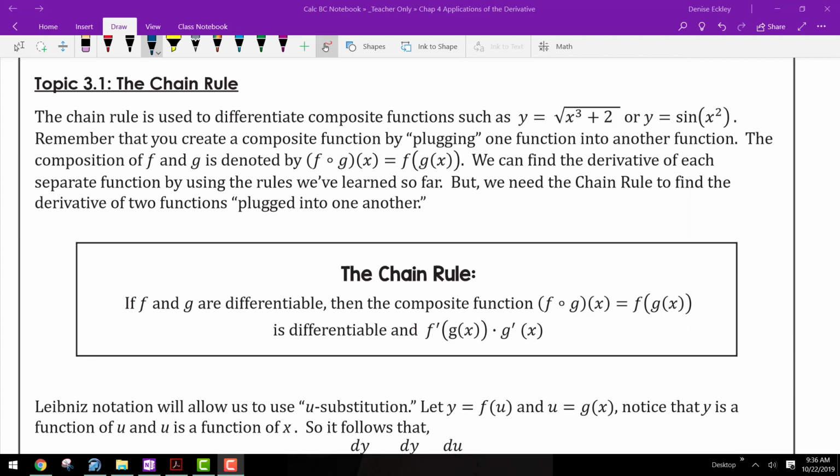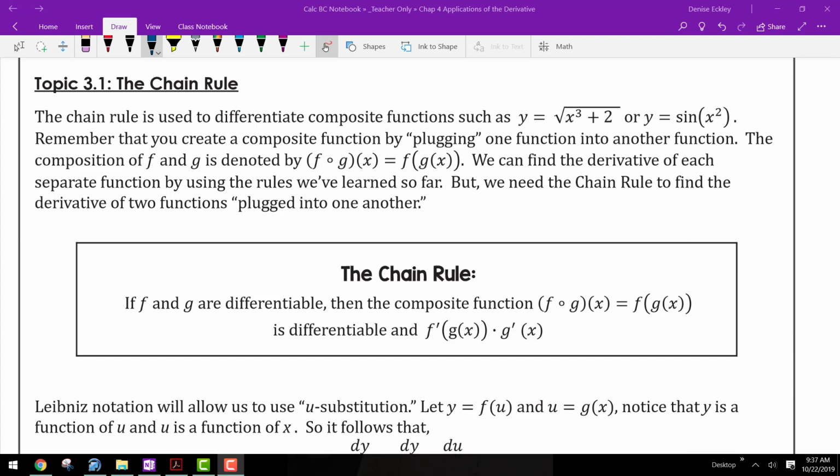So what we have is one function that is inside another function. That's why it's a composition. If we were to separate that using f and g, we would write f of g of x is going to be the square root of x cubed plus 2. So how do we find the derivative of that, because we have a function inside a function? That's where the chain rule comes in.